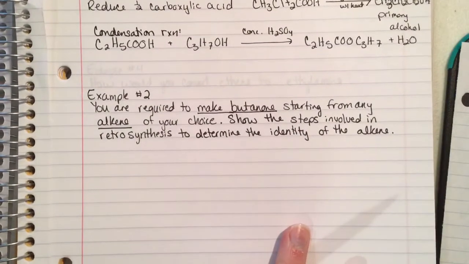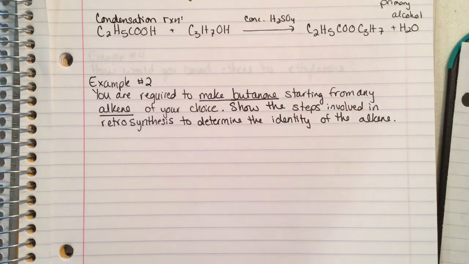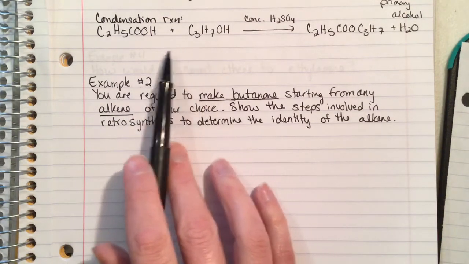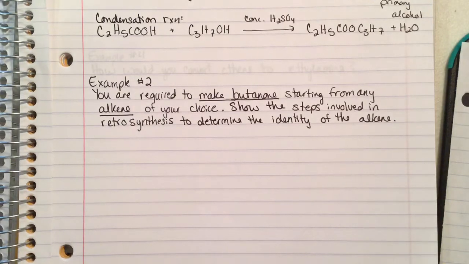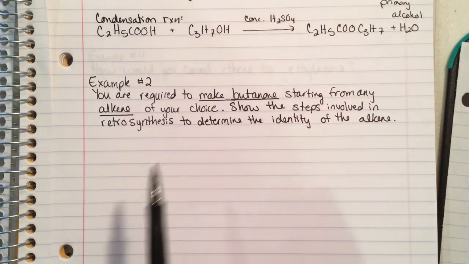So I'm going to come down here to example number 2. In example number 2, you are required to make butanone starting from any alkene. Well, if I'm going to take a stab in the dark, I'm going to guess it's probably going to be butene, because of the but. I can't really change the number of carbons. None of my reactions have really changed numbers of carbons. Well, I guess other than the condensation reaction. It's not that it can't be done, we just haven't really gotten there yet. We've just been dealing with changing our functional groups. Okay, so I'm probably going to keep the same carbon skeleton.